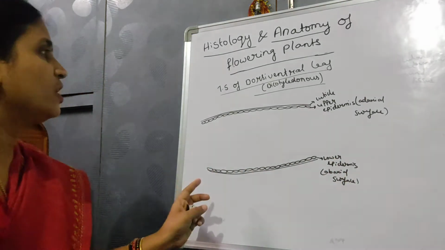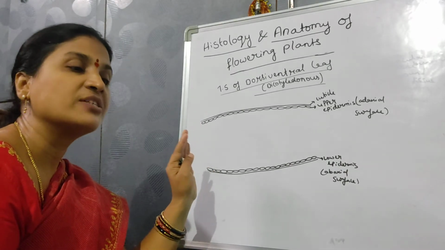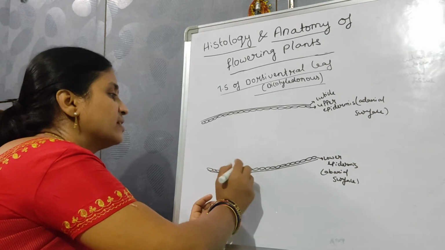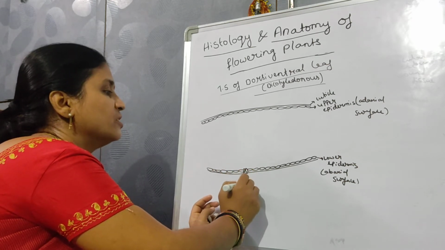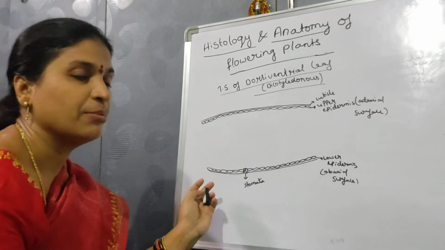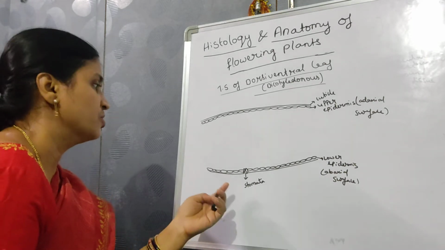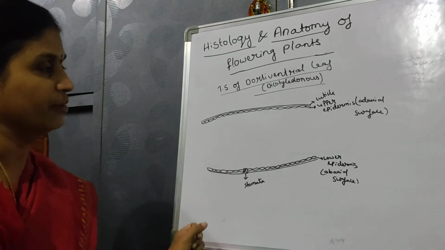Here, on the upper epidermis, the stomata are fewer compared to the lower epidermis. In the lower epidermis, the stomata are more in number when compared to the upper epidermis. This is nothing but the stomata. Stomata are the openings present in the epidermis, which are useful for gaseous exchange and for transpiration. So more stomata are present in the lower epidermis compared to the upper epidermis.